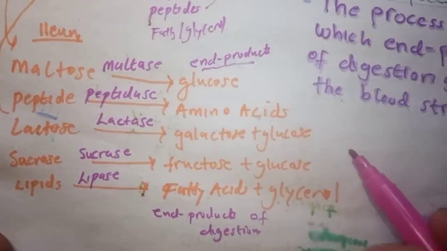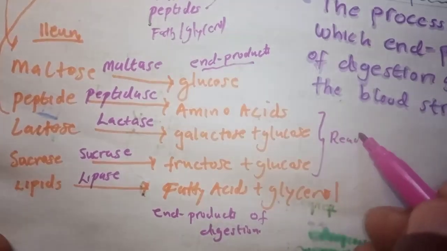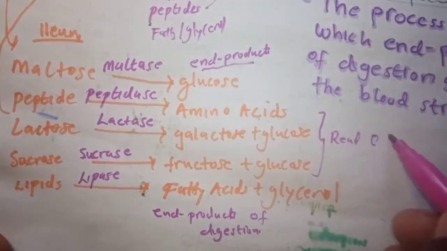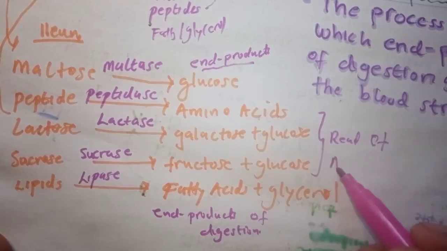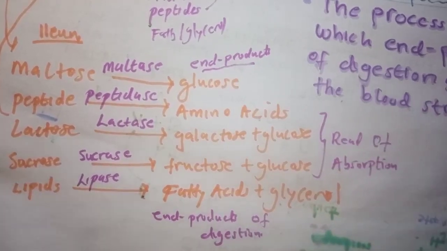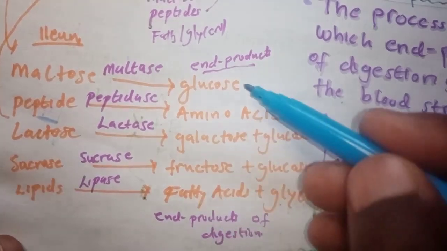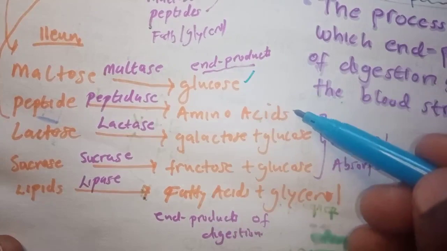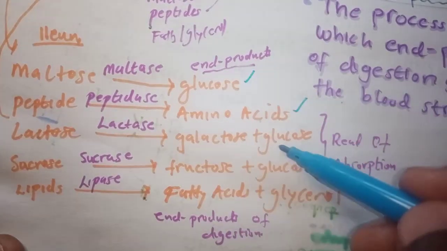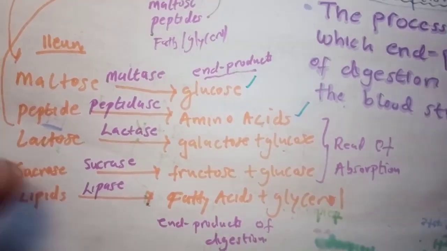Okay, so these are now ready for absorption. It can then be absorbed. That's the final stage, the last stage under digestion. So you're going to end up with glucose, amino acids, galactose and glucose, fructose and glucose, fatty acids and glycerol, and these should be absorbed.